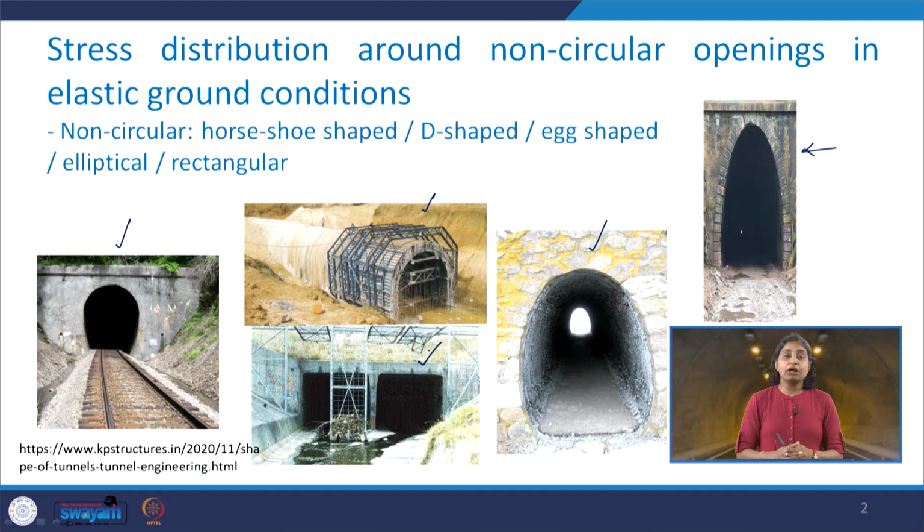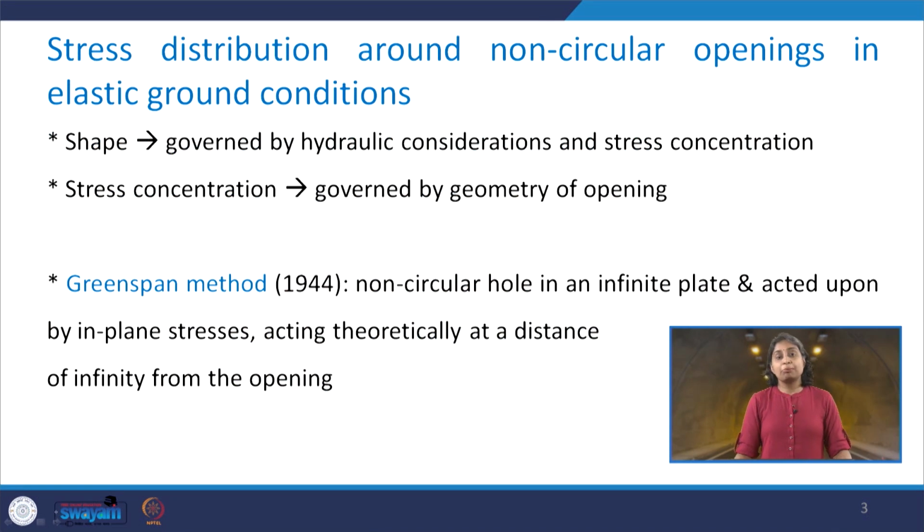So till now what we saw was related to the circular tunnel. We saw how we can determine the stress distribution along with the displacement along the tunnel periphery. So today we will see how we can handle such regular shapes. Basically the shape of the cross section of the tunnel is governed by hydraulic consideration and also the stress concentration, and the stress concentrations are governed by the geometry of the opening.